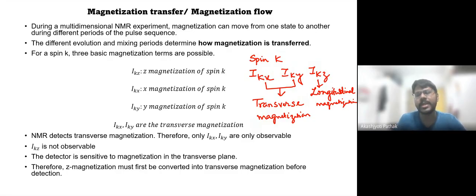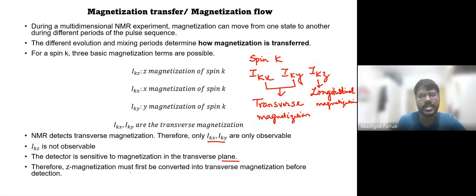We have seen these concepts in the quadrature detection lecture, when we were discussing lecture 2 or lecture 3. Your transverse magnetization is the only observable. NMR can only detect the transverse magnetization. Therefore, only IKX and IKY are observable, but IKZ is not observable. Any component present in the Z axis, or the longitudinal axis, cannot be detected. The detector is sensitive to magnetization in the transverse plane.